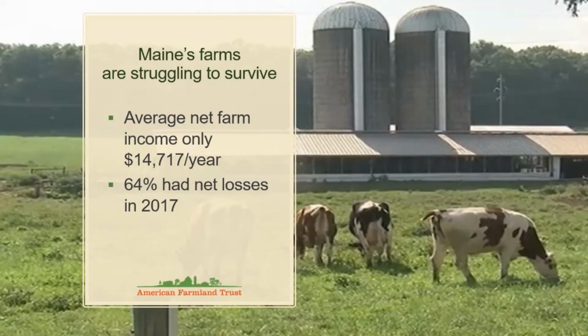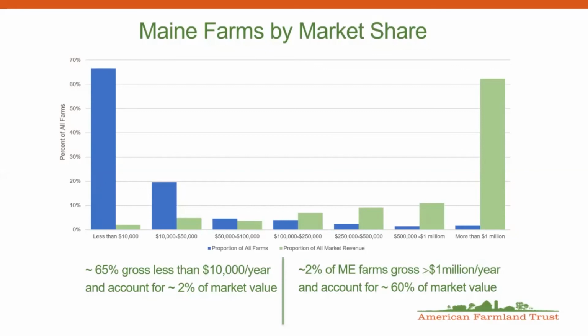Now we can go to the next one, which gives the chart of Maine. This shows where Maine stands now by market share. And what you see is very symmetrical, where there's a preponderance of very small farms. If you look at the very smallest and then the next category, up to 50,000, about 80% of the farms are grossing less than $50,000 a year. And yet 2% of the farms, those grossing more than $1 million a year, account for 60% of market value. So just as with the nation, consolidation in Maine's ag has been increasing steadily.